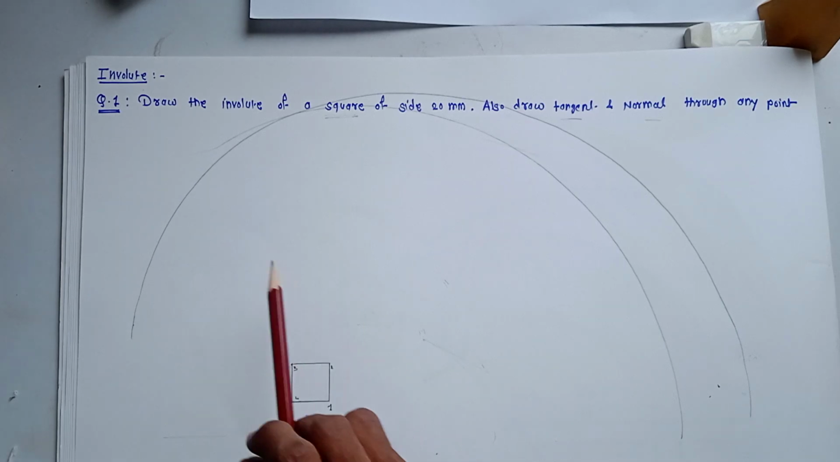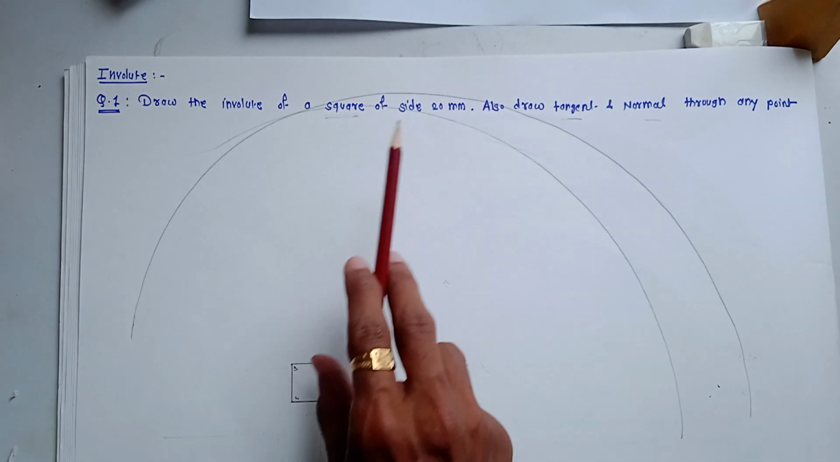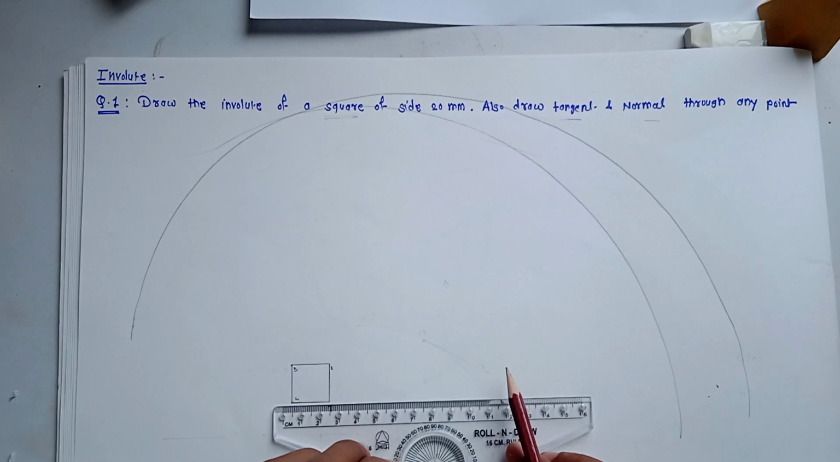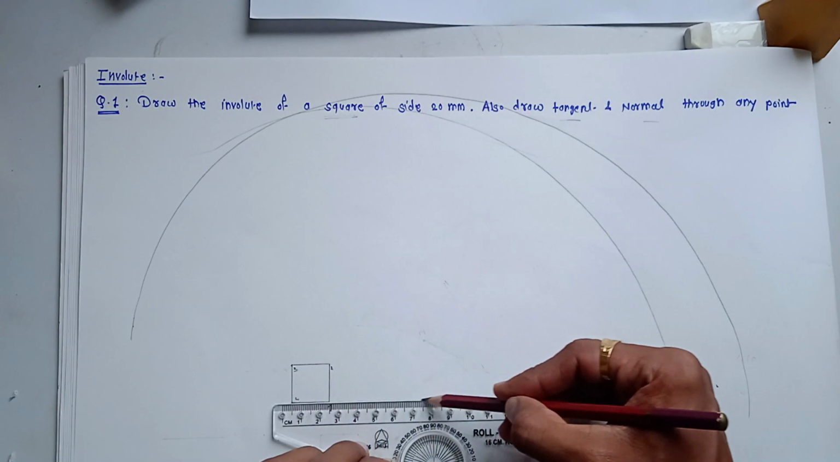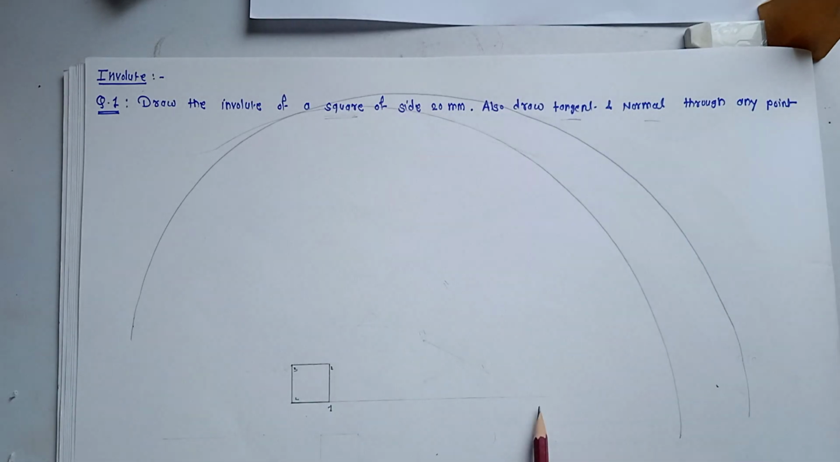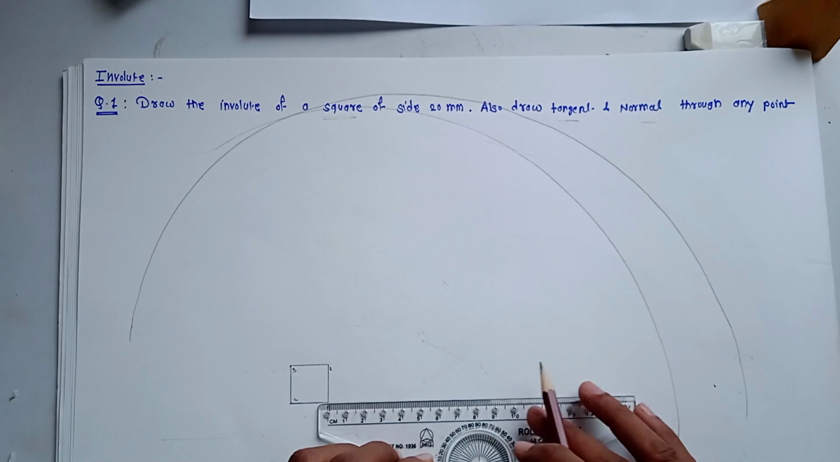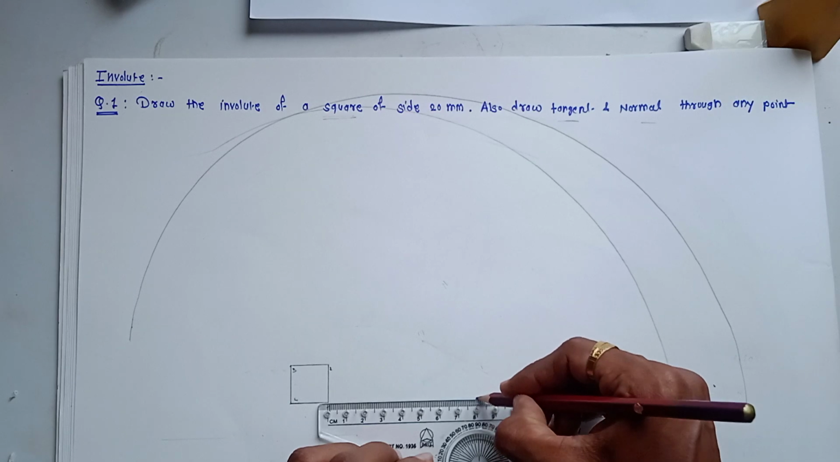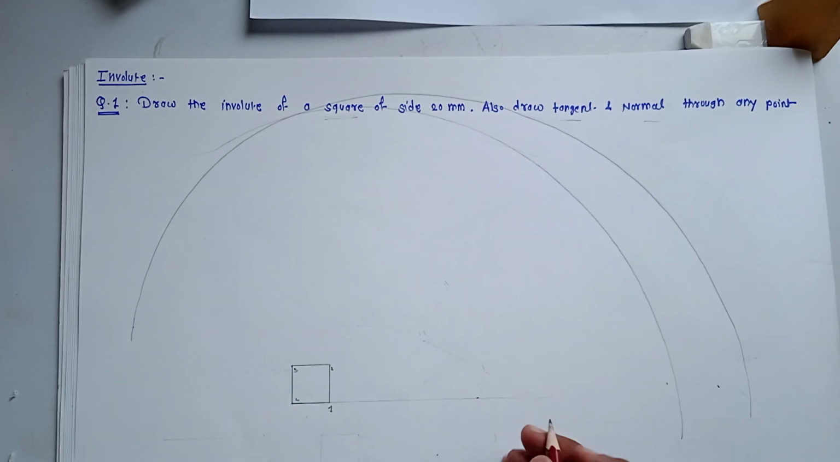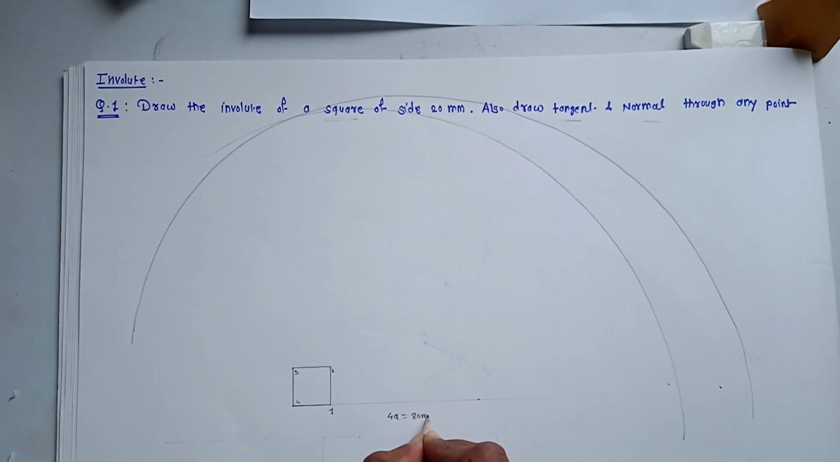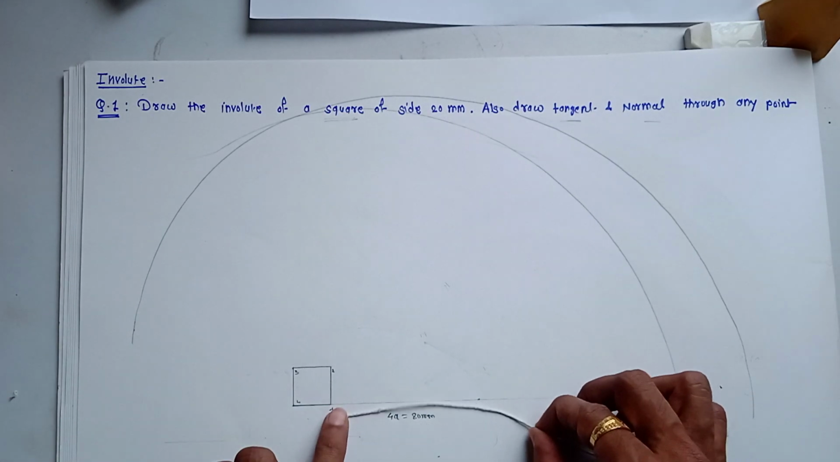The next step is to develop the involute curve for the given square of side 20 mm. From point 1, draw one horizontal line, and on this line take a distance equal to the perimeter. The perimeter is 4 into a, which is 4 into side. As the side is 20 mm, take the distance 80 mm. So this is equal to 4 into a, which is 80 mm. Basically this 80 mm is nothing but the string we have taken.